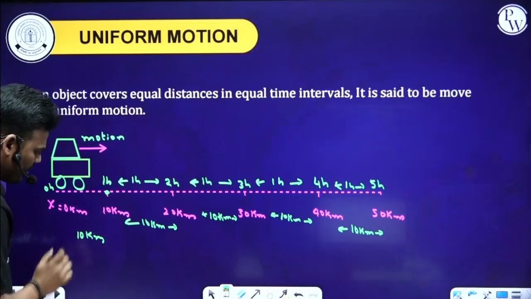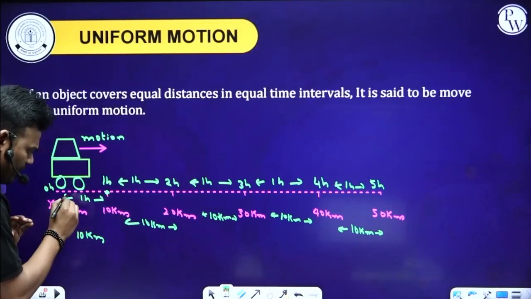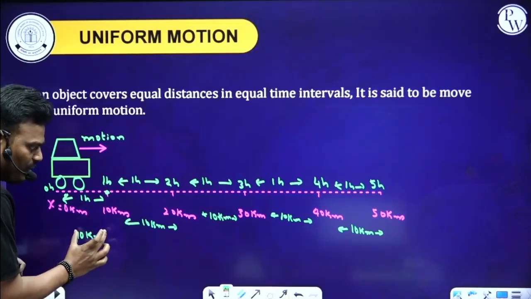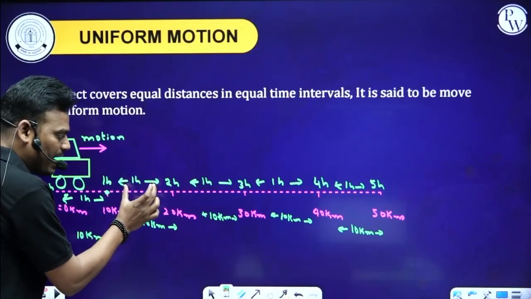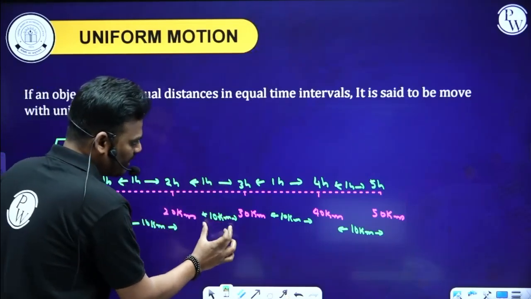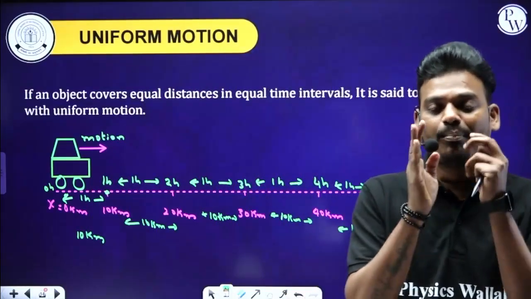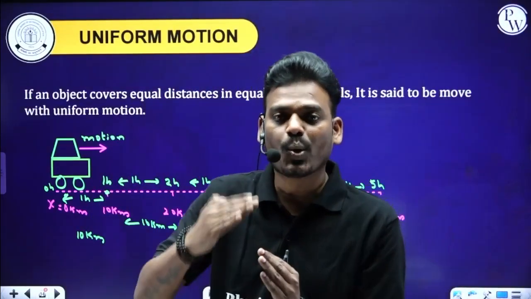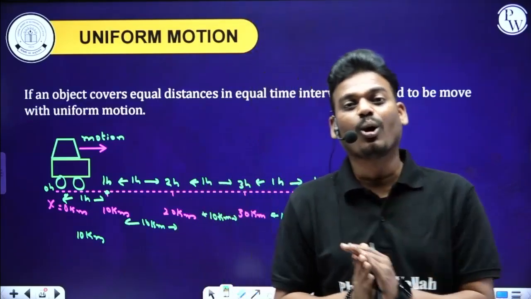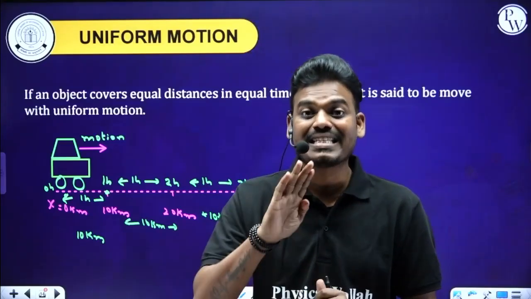So from here to here, it is 1 hour only, right? This is 1 hour. So from here to here, time taken by the body is 1 hour, and distance traveled by it is 10 kilometers. And here, time taken by the car is 1 hour, and distance traveled is 10 kilometers. 1 hour 10 kilometers, 1 hour 10 kilometers. So if the body covers equal distances in an equal interval of time, then we can call the motion uniform. Uniform means the same.